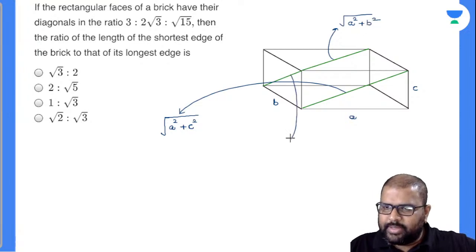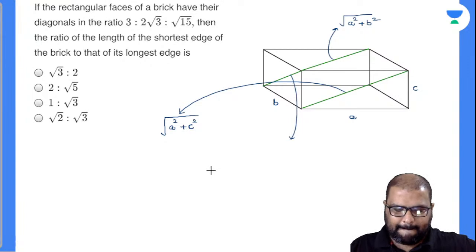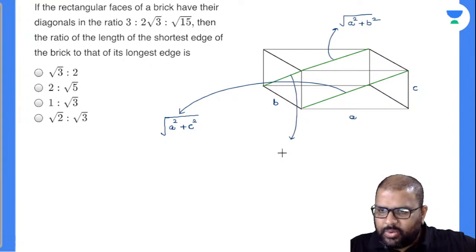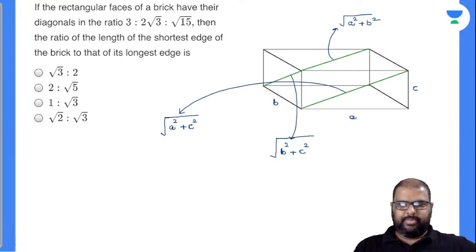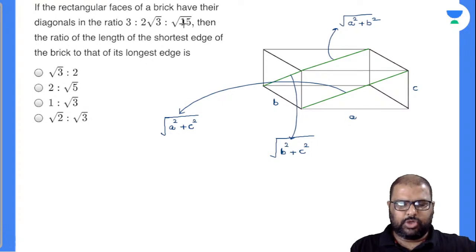Similarly, what will be this value there? Can anybody say? Root of B square plus C square. Are you accepting this? Which is the largest one? Root 15 is how much? 3 point something, meaning more than 3.